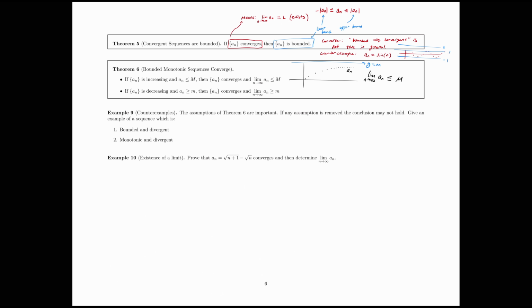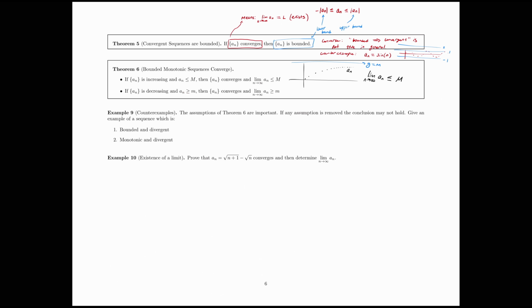Same thing goes for a sequence that is decreasing. If you have a sequence that's decreasing and you know that there is a lower bound, then it's going to eventually have to not hit it, or hit it. At the very least, it doesn't go past it. So the sequence would converge.